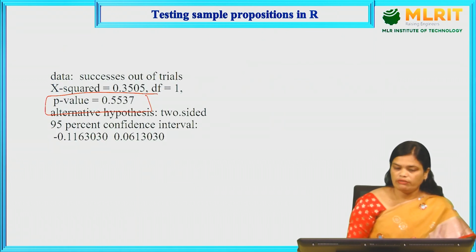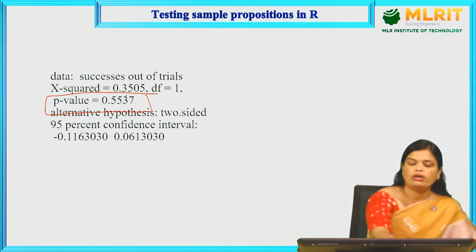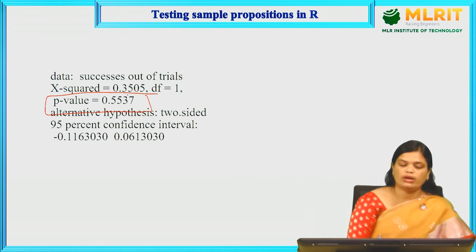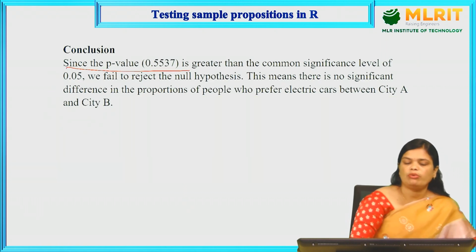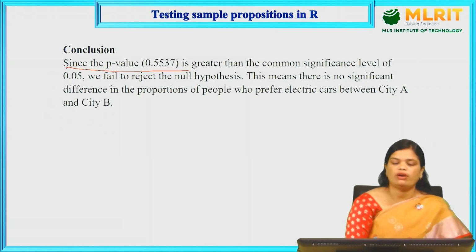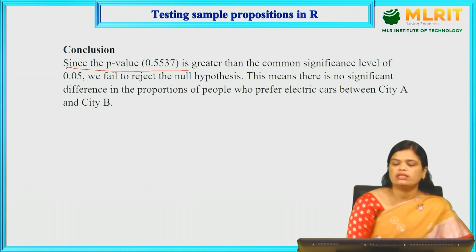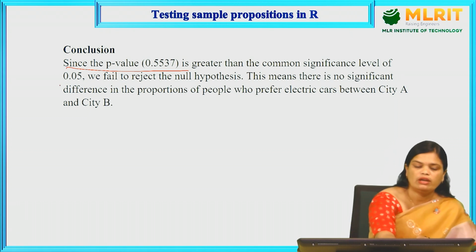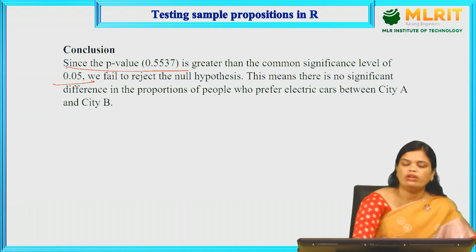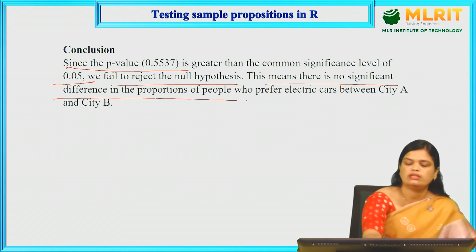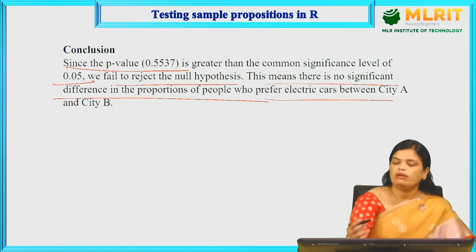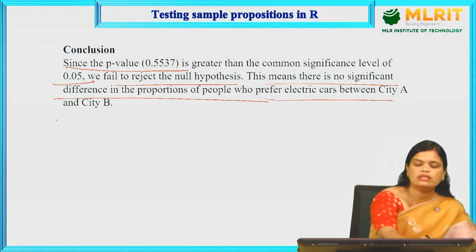The df value I have got is 1. The chi-square value I have got is 0.3505. And look at the output. Since the p value 0.5537 is greater than the common significance level of 0.05, we fail to reject the null hypothesis. This means there is no significant difference in the proportion of people who prefer electric cars between city A and city B.